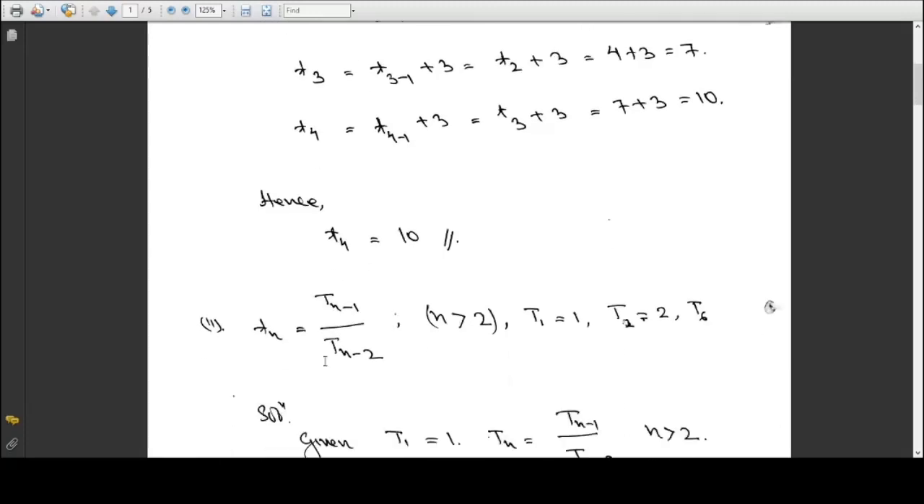The next one: Tn is given by this rule, Tn minus 1 by Tn minus 2, where n is greater than 2.